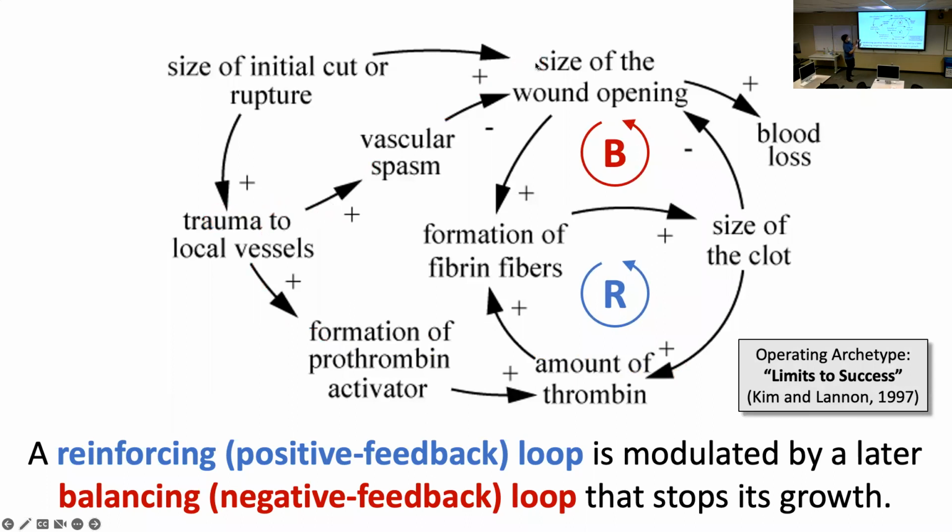This I think is talking about, when we're talking about spasms here, the constriction in the blood, which is going to cause a constriction, I think, in the size of the opening there. I think that's what they're modeling here. All right, so limits to success, Kim and Lehman.